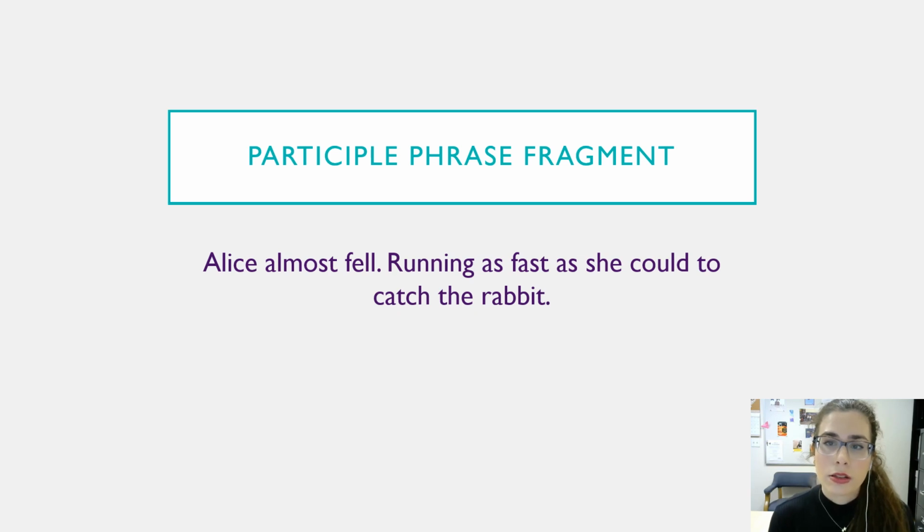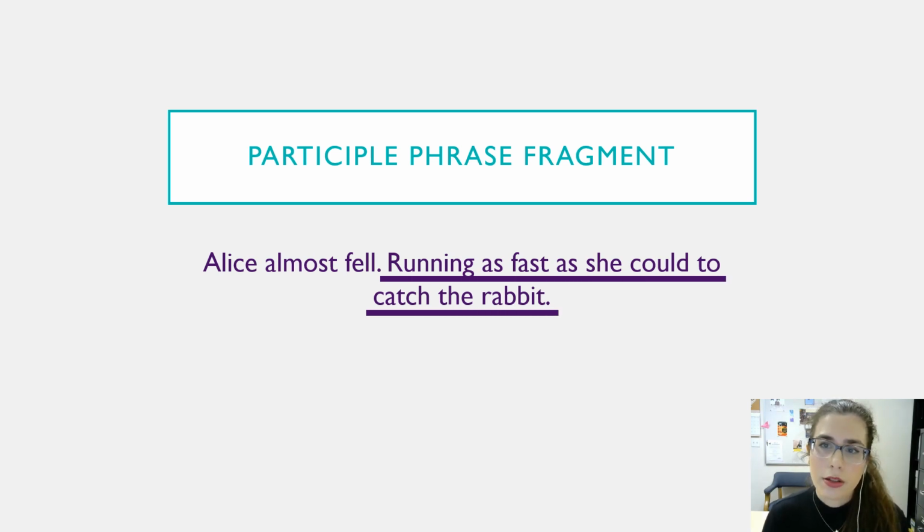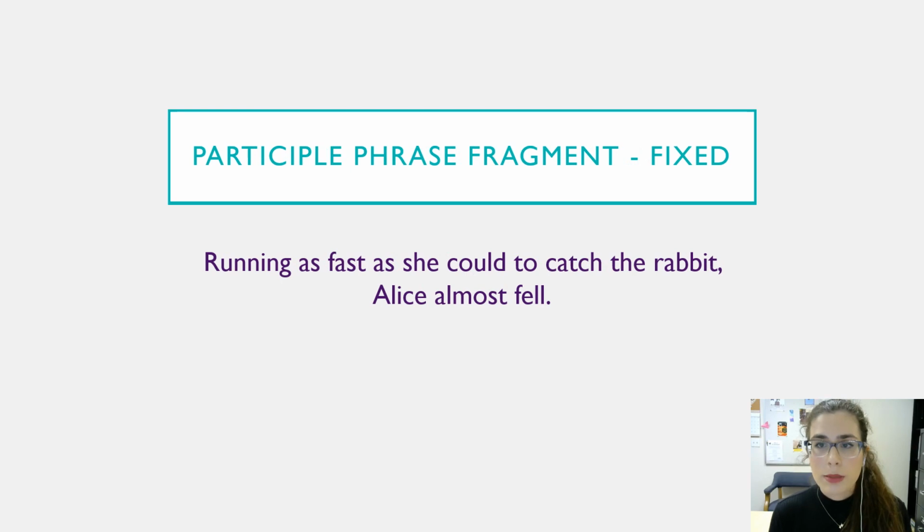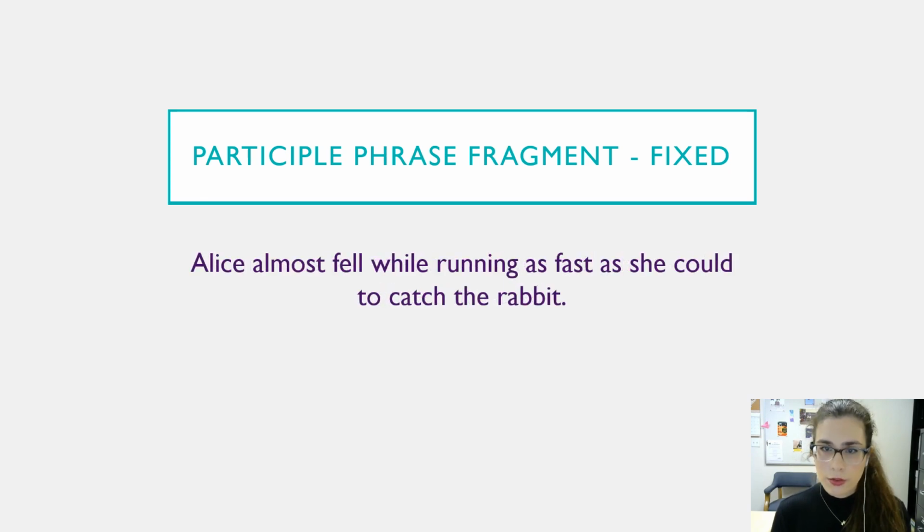Alice almost fell. Running as fast as she could to catch the rabbit. Here, the second group of words is the fragment. Running as fast as she could to catch the rabbit describes what Alice is doing, but it doesn't meet the sentence requirements of having a subject, verb, and complete thought. Again, there's a few ways to fix the issue. First, we can keep the participle phrase exactly as it is, but move it so it's up next to the noun it describes. Running as fast as she could to catch the rabbit, comma, Alice almost fell. We could also keep the phrase where it was, but add a word to create a dependent clause that connects to our main clause. Alice almost fell while running as fast as she could to catch the rabbit.